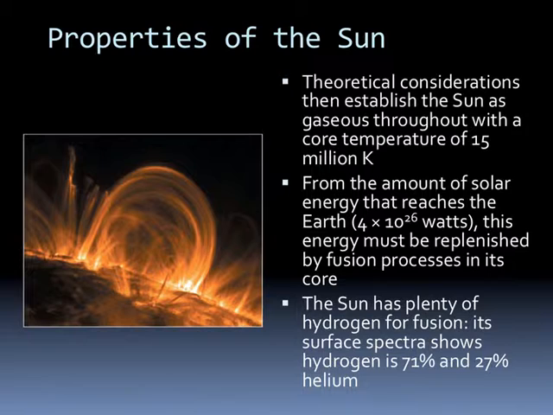From the amount of solar energy that reaches the Earth, which is 4 times 10^26 watts, this energy must be replenished by fusion processes in the core. Now the Sun has plenty of hydrogen for fusion. Its surface spectra shows the Sun is about 71% hydrogen, 27% helium.